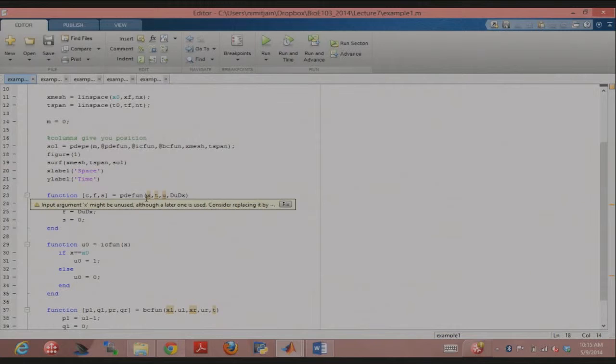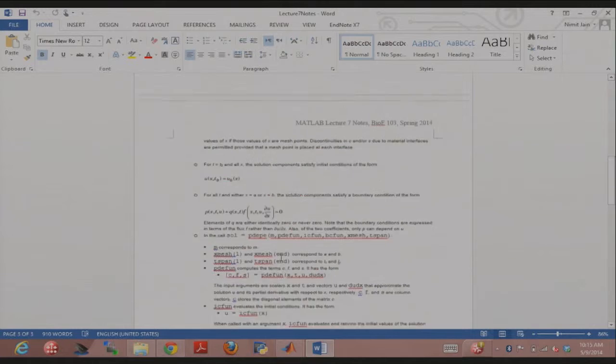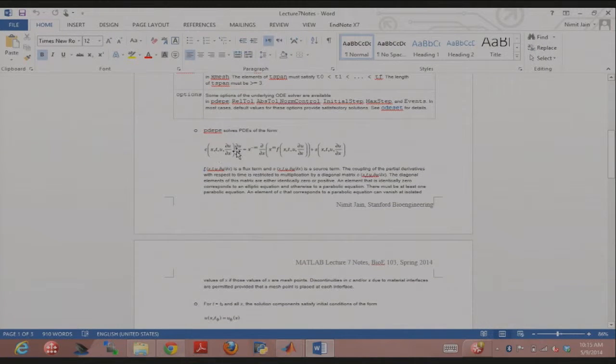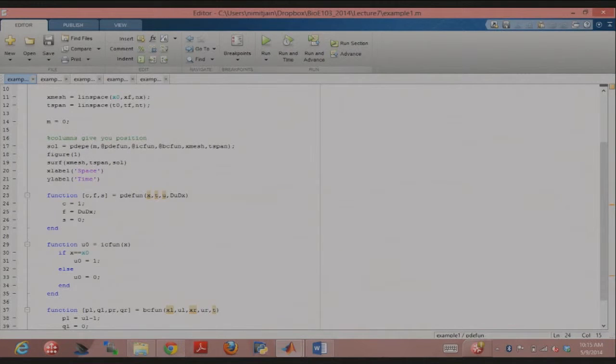So pdefun has these four mandatory input arguments: x, t, u, dudx. u in this case is concentration. And so again, let's go back to the form here. Looking at this form, my equation is ∂u/∂t is ∂²c/∂x², right? So c is just 1, that makes sense. This coefficient is just 1 here. That's what I have here.